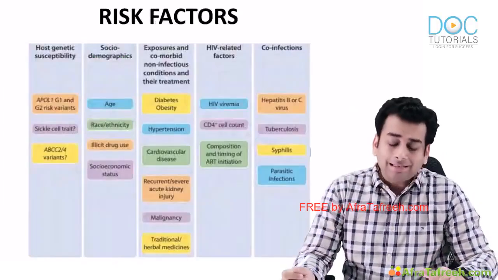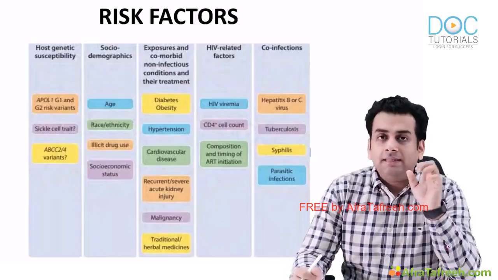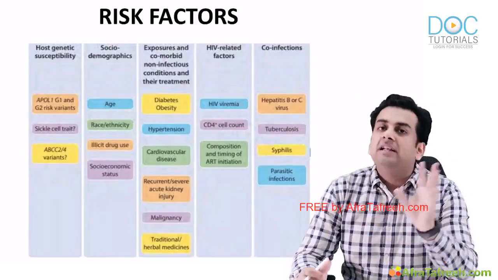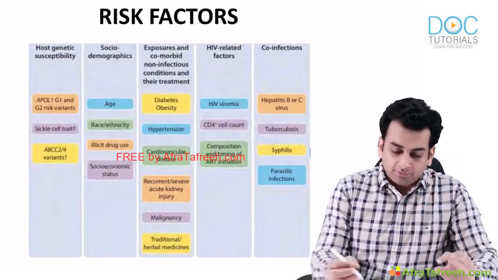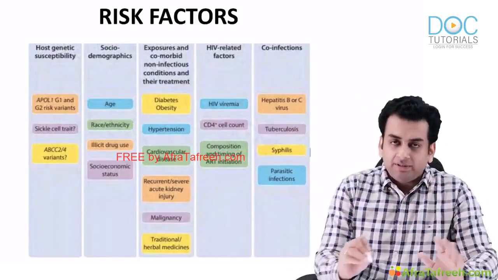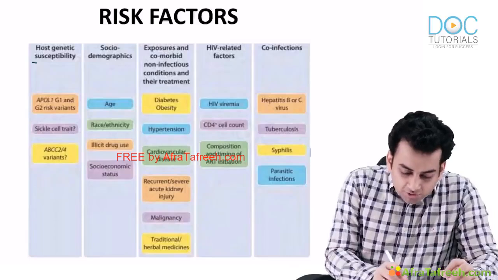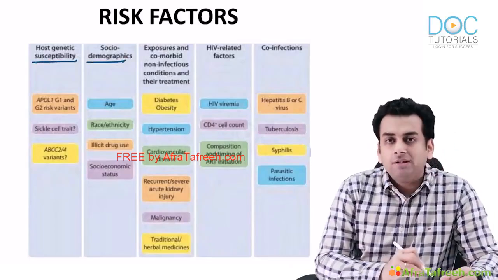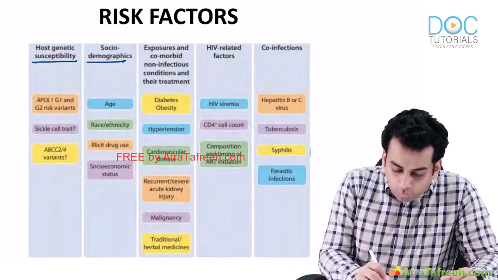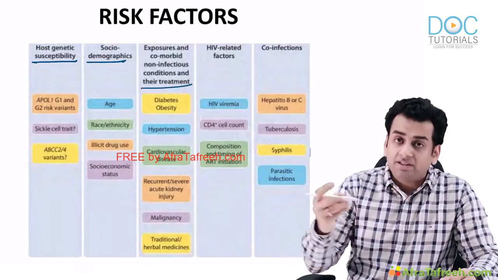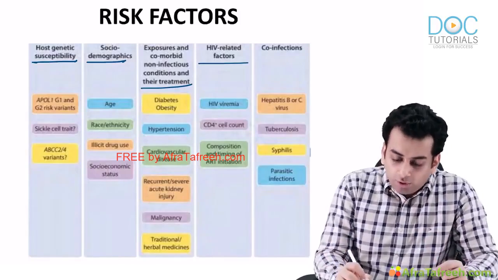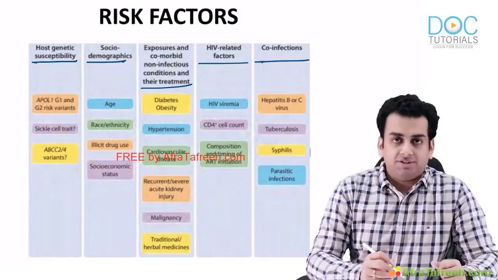Now, what are the risk factors that predispose an HIV patient to certain glomerular diseases? Very, very important. The risk factors could be divided into host genetic susceptibility. It could be some socio-demographic factors. It could be some other comorbid conditions and their treatment-related conditions. It could be HIV-related factors, or it could be certain co-infections.